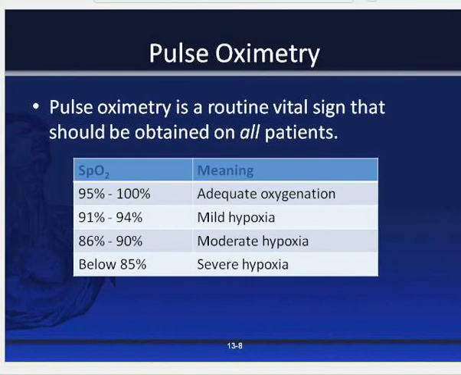Pulse oximetry is a routine vital sign that should be obtained on every patient. It's used to detect and provide warnings about low levels of oxygen in the blood. A reading between 95 and 100% generally indicates adequate oxygenation. A reading between 91 and 94% suggests a mild lack of oxygen in the tissues. This can be mild hypoxia. A reading between 86 and 90% suggests moderate hypoxia, and a reading below 85% generally indicates severe hypoxia.